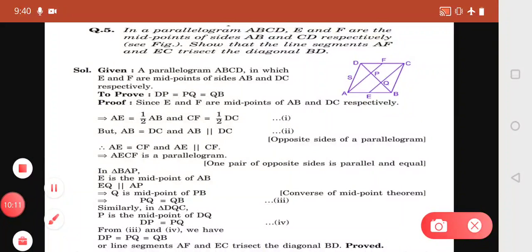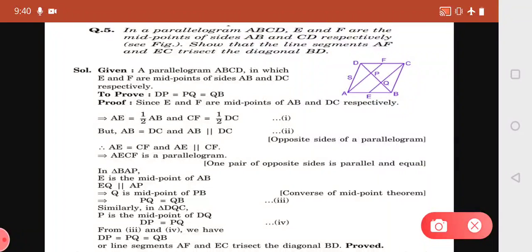But AB equal to DC and AB parallel to DC. Why is AB parallel to DC and AB equal to DC? Because they are opposite sides of a parallelogram. It is given that ABCD is a parallelogram, and in a parallelogram opposite sides are equal and parallel. Therefore, we get AE equal to CF and AE parallel to CF.